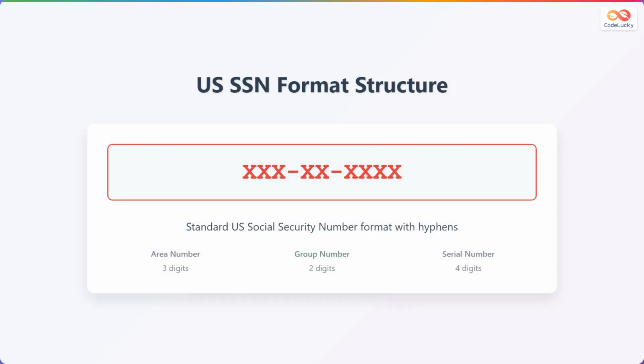A standard United States Social Security number consists of 9 digits, typically formatted with hyphens as shown, XXX-XX-XXXX. The first 3 digits represent the area number, followed by a 2-digit group number, and finally a 4-digit serial number. Each part serves a specific purpose. The area number indicates the state or region where the Social Security number was initially assigned. The group number and serial number further differentiate individuals. This structure is crucial for accurate validation.